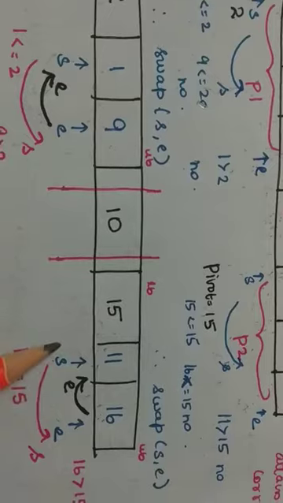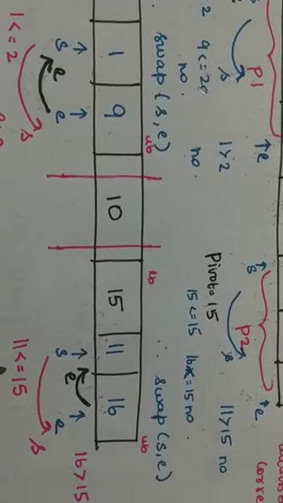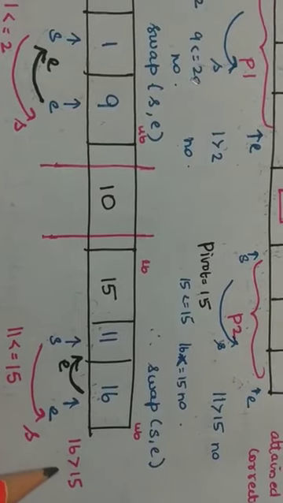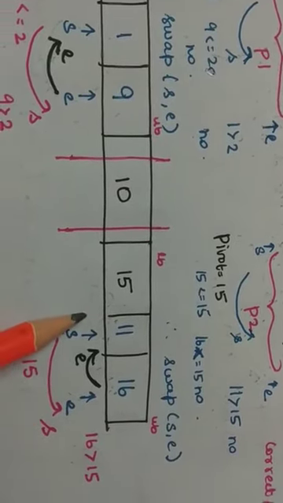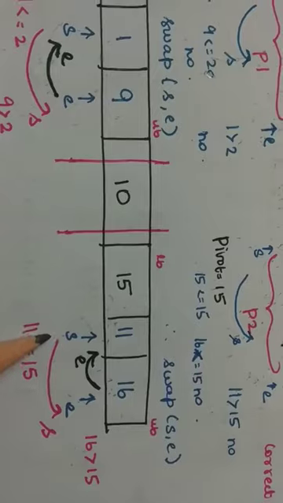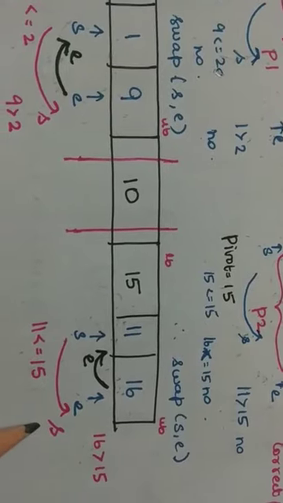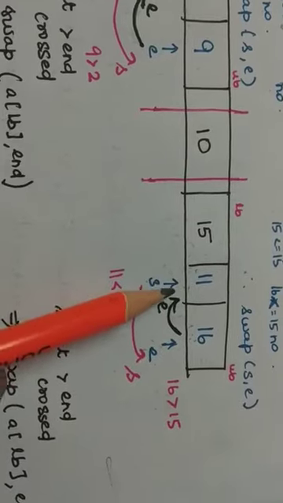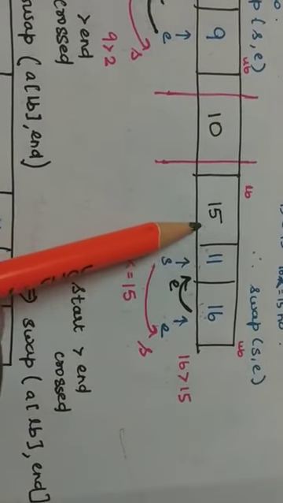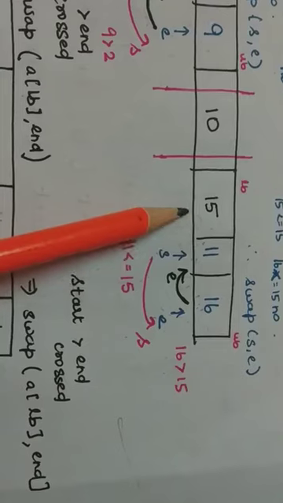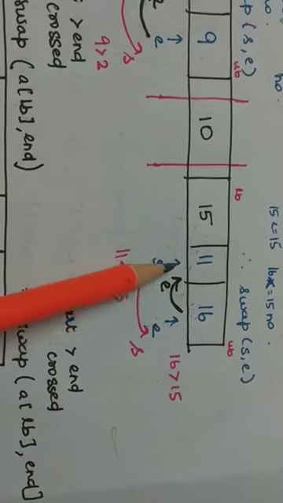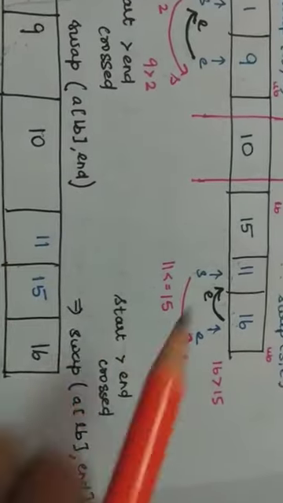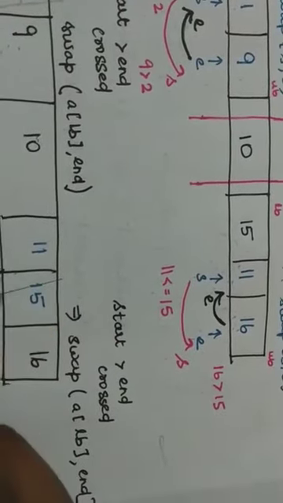So we will check: is 11 less than or equal to 15? Yes. So S will move towards this side. Is 16 greater than 15? Yes. E will move here. So now S has crossed E. When S has crossed E, we swap the lower bound with the end. What is our lower bound? 15. Where is the E pointer pointing to? Here. So 11 and 15 get swapped. So now 15 has found its position here.